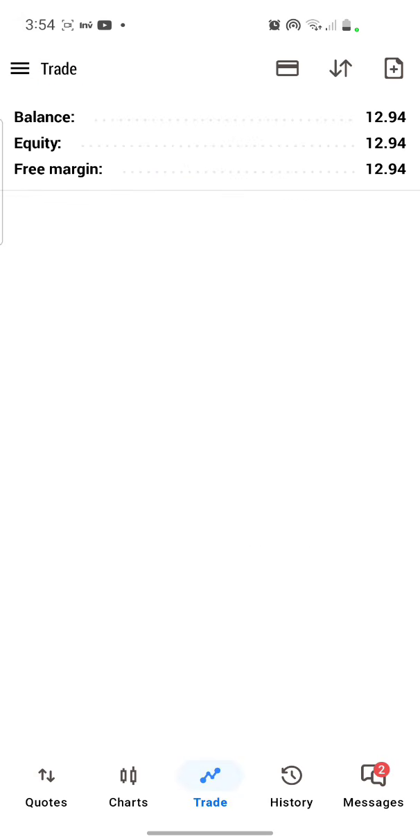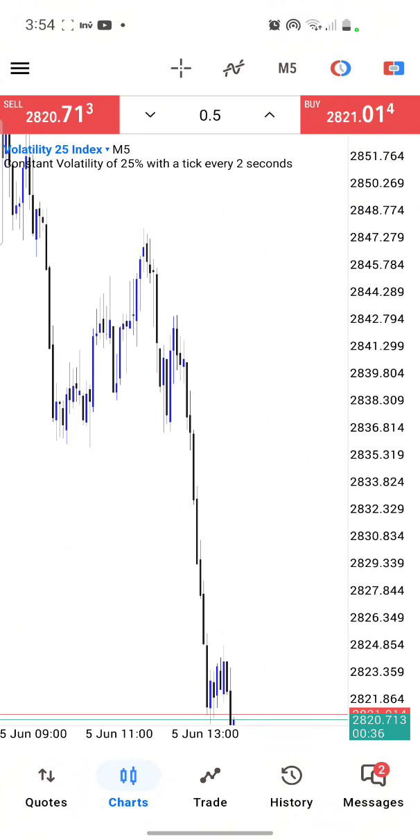So I'll go ahead, and it's a beautiful trade. That's a beautiful trade right there. I'll explain the criteria of this trade right about now.